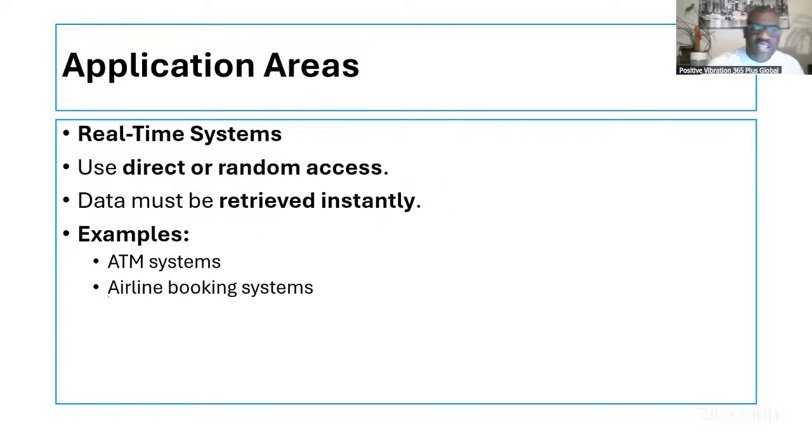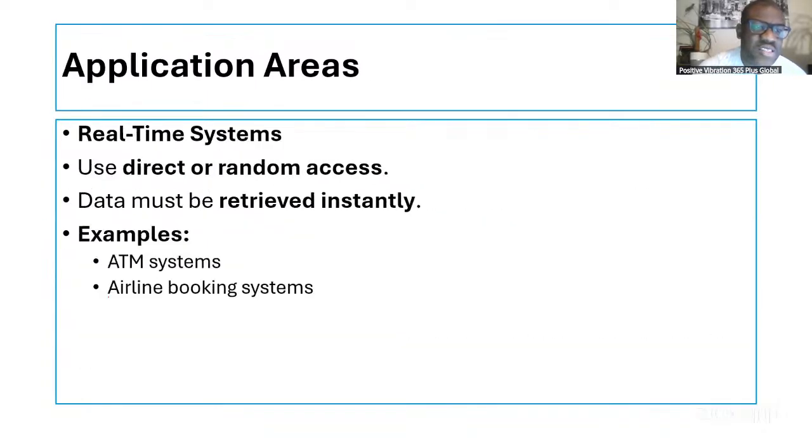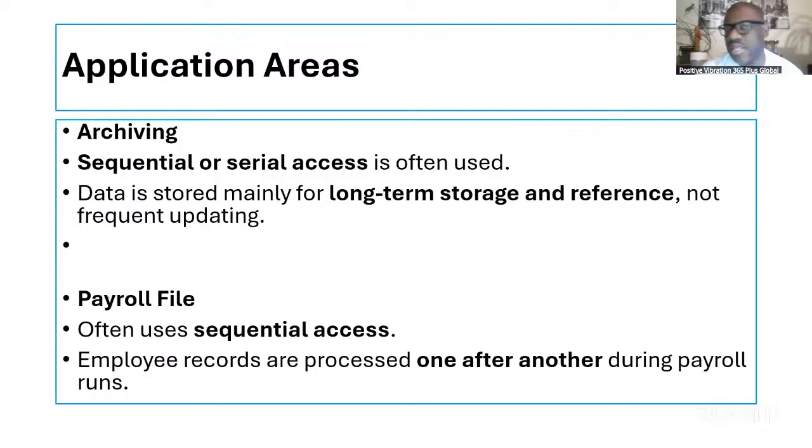As I get ready to end, on this final note I want to talk about different application areas. Your examiner expects us to help you distinguish between these three. So one is archiving. Sequential or serial access is used. If I archive a file, I put it away for a long time, the way to access it is using serial or sequential.